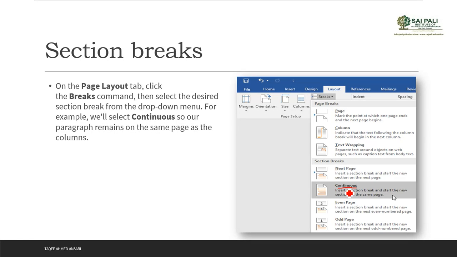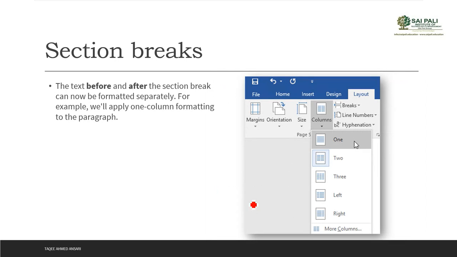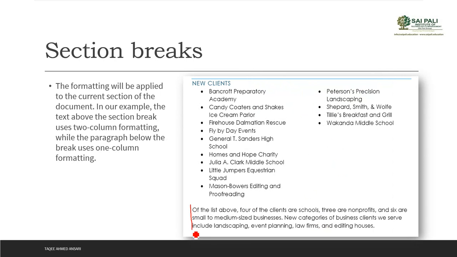So I select continuous, and you can see it comes on a new line, in the same page, but it is still formatted as 2 columns. So then I can change it to a single column. From the same Page Setup, in the Layout tab, I can click on Columns and choose single column, and then you can see here it becomes a single column, and the previous text before the section break still remains in 2 columns. So on the same page we get two different formattings.